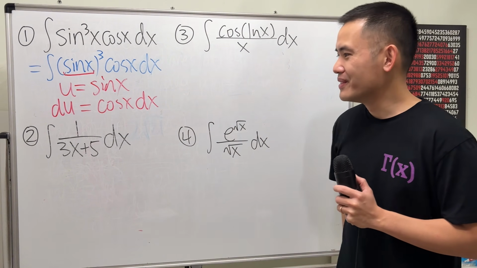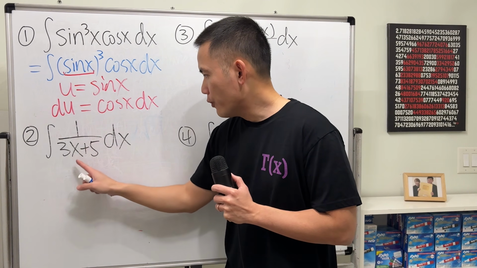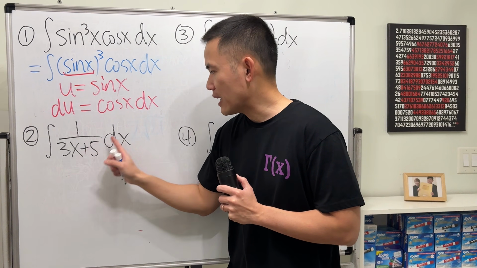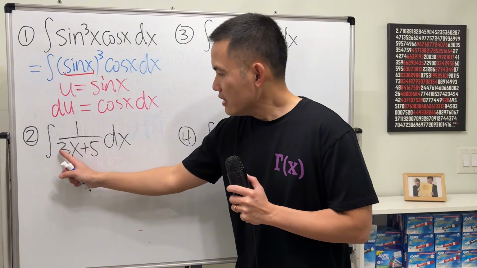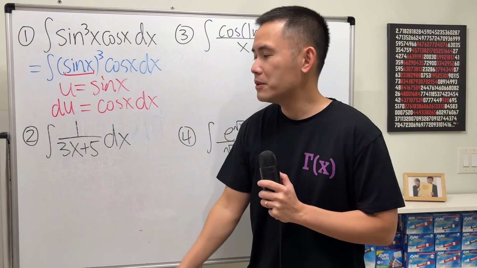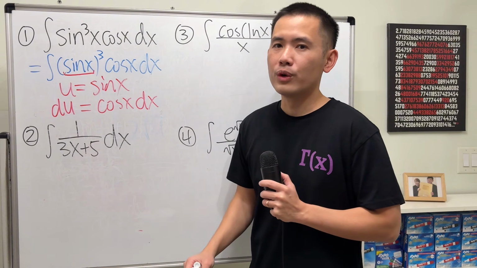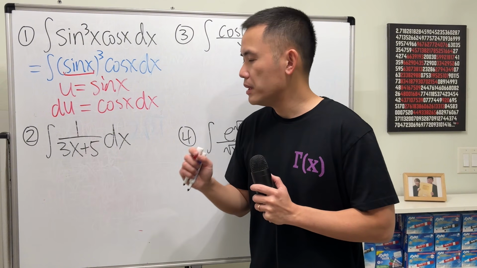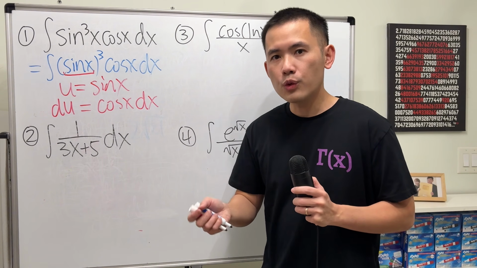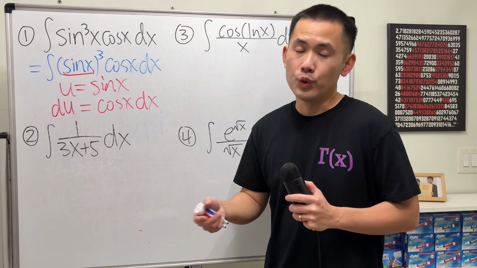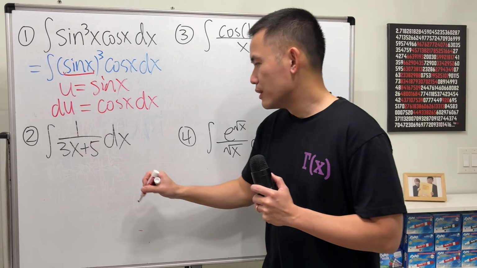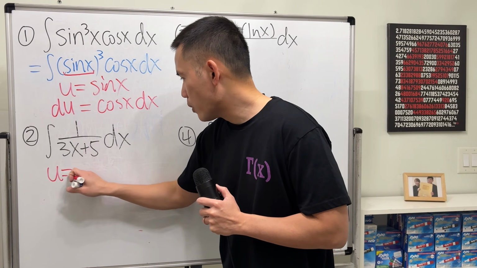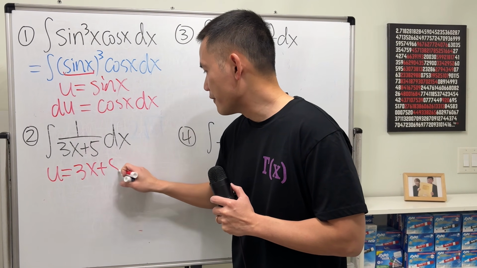Now, moving on to number 2. Integral of 1 over 3x to the first power plus 5 dx. On the bottom here, we just have a linear function, meaning we just have x to the first power. In that case, you want to pick the whole thing to be your u, because we can integrate 1 over u. We'll just get ln absolute value of u. So go ahead and let u equal 3x plus 5.